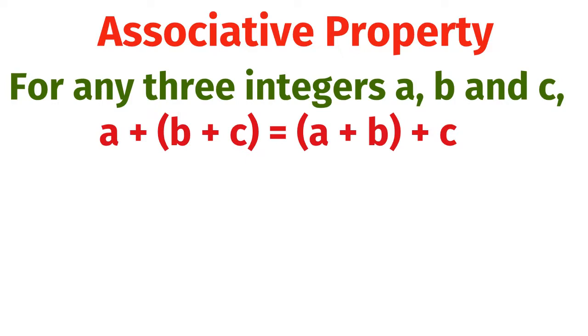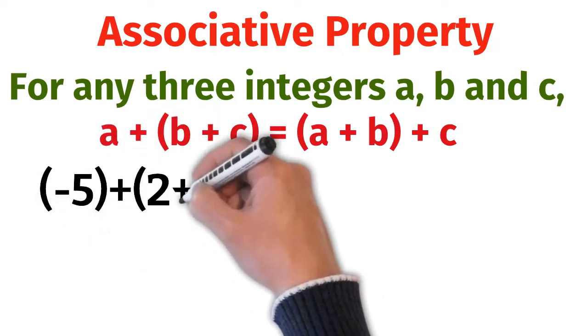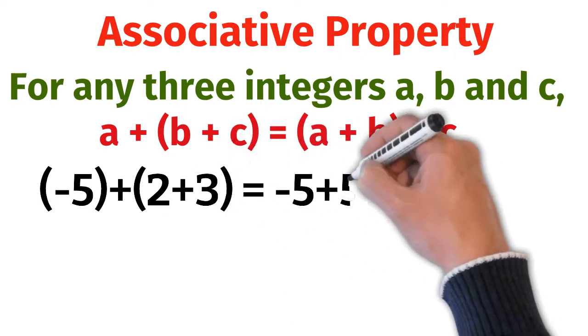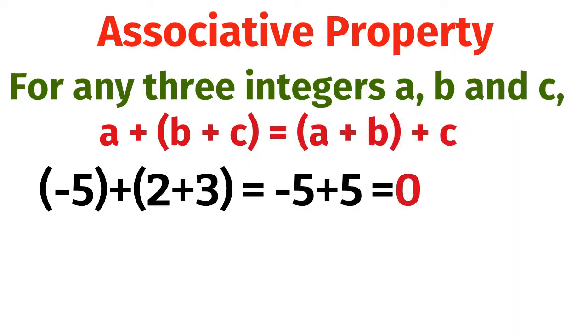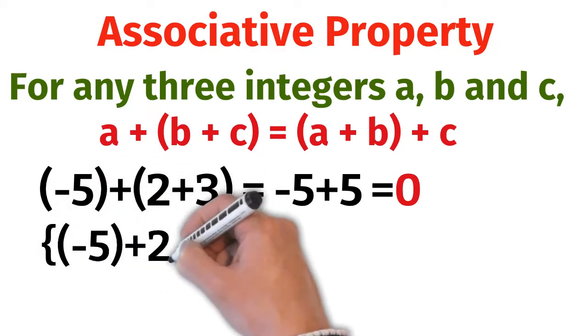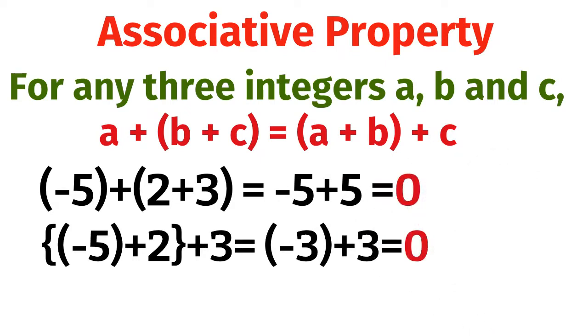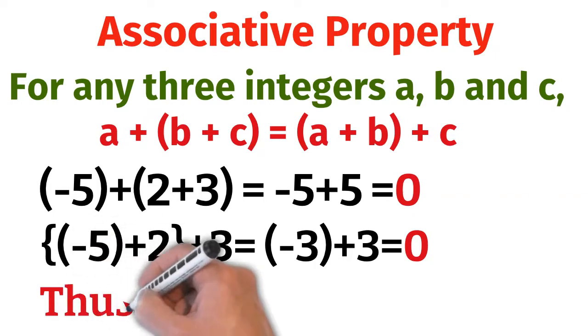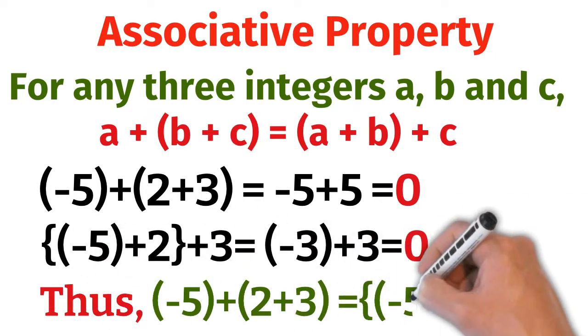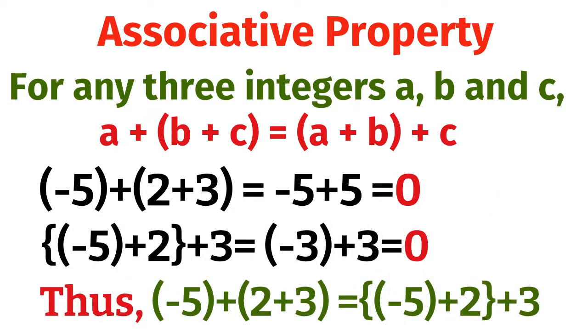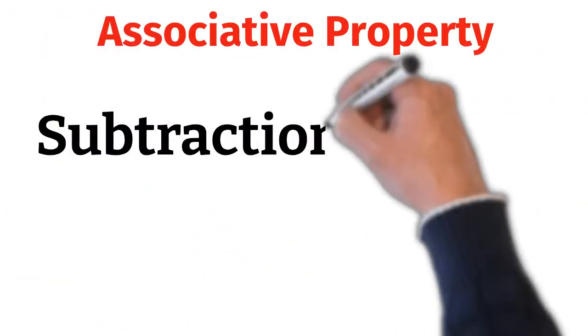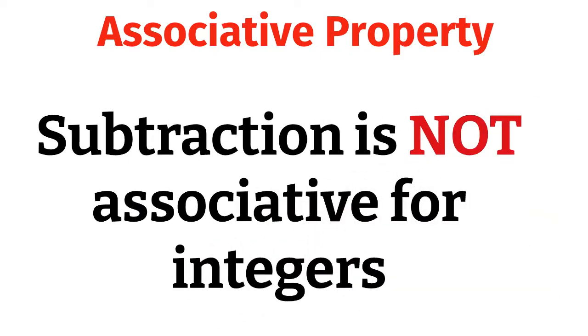For example, minus 5 plus (2 plus 3) equal to minus 5 plus 5 equal to 0. Likewise, (minus 5 plus 2) plus 3 equal to minus 3 plus 3 equal to 0. Thus, minus 5 plus (2 plus 3) equal to (minus 5 plus 2) plus 3. However, subtraction is not associative for integers.